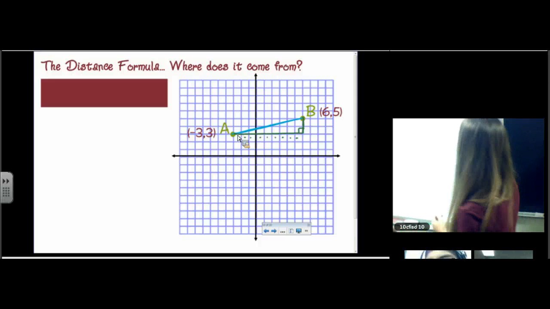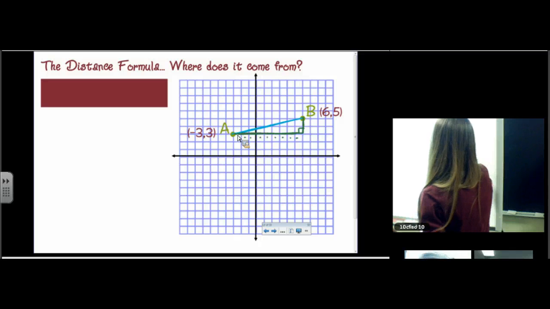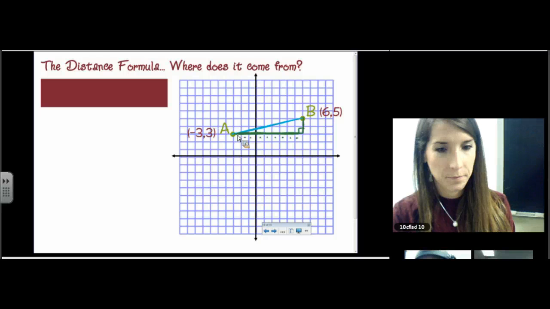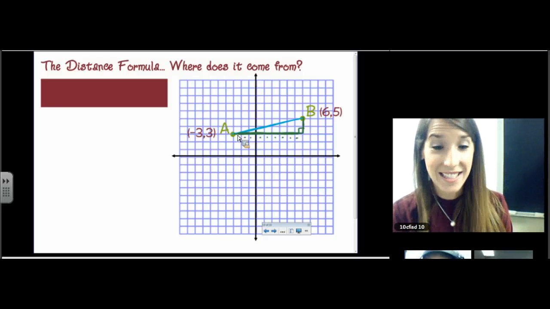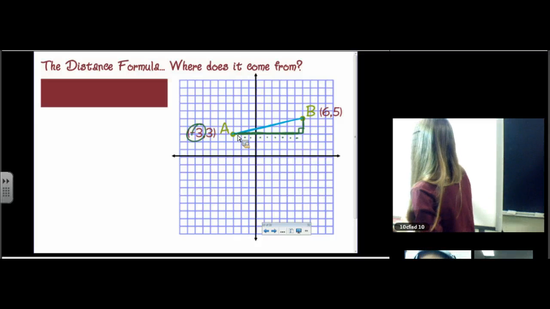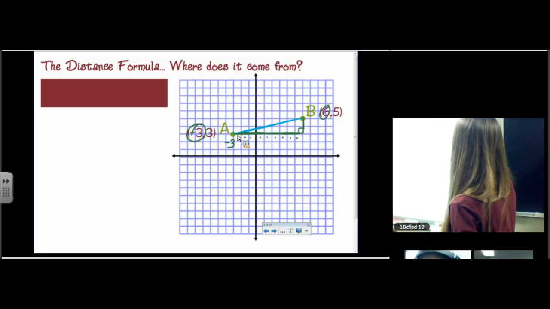Now, if I'm finding this length right here, is that my x-axis or my y-axis? X-axis, very good. So really, I'm finding the change in x. I'm finding delta x, right? Here are my x values. This is negative 3, and this is 6.